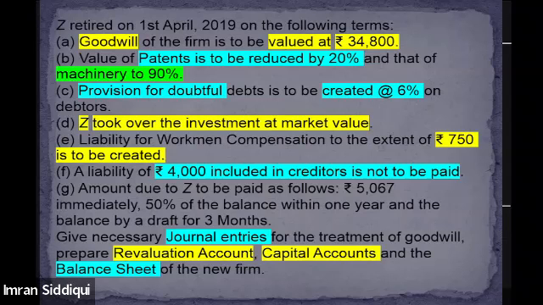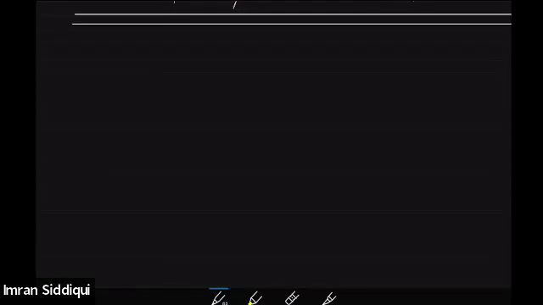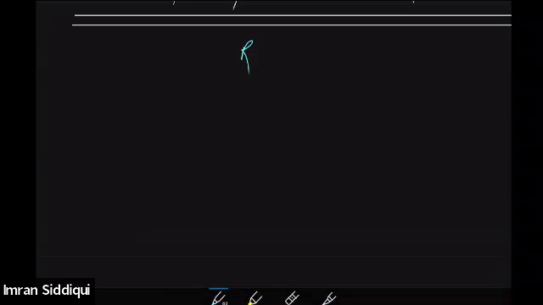We needed to pass the journal entry for the treatment of the goodwill, and we already did this. Now is the time to prepare the revaluation account. For that, we will have to prepare a separate format. Let's do that quickly. Revaluation account.